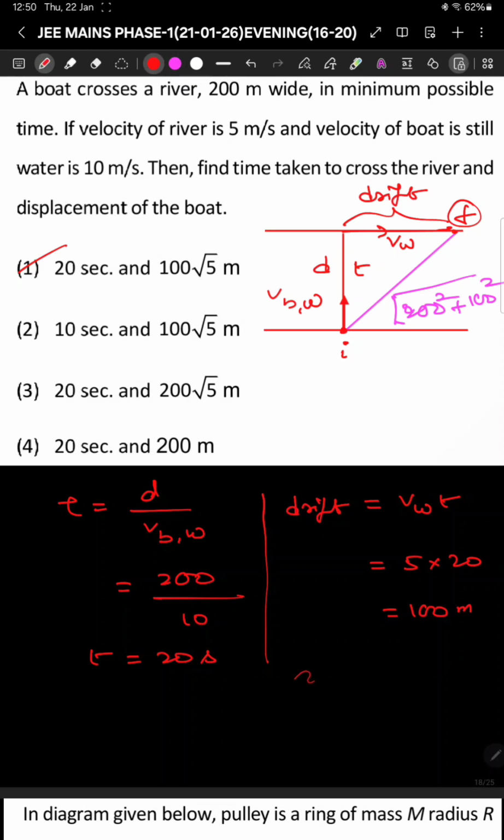So now finally displacement will be equal to root of 200 square, 4 into 10 power 4, plus 100 square, 10 power 4. Simplify this one, you will get 100 root 5 meters. First option. Let's go to the next question.